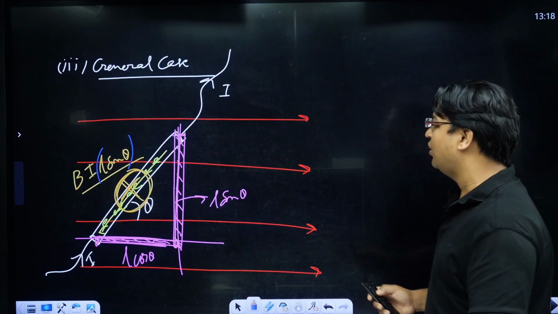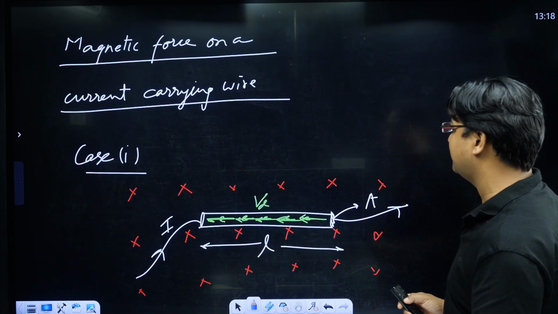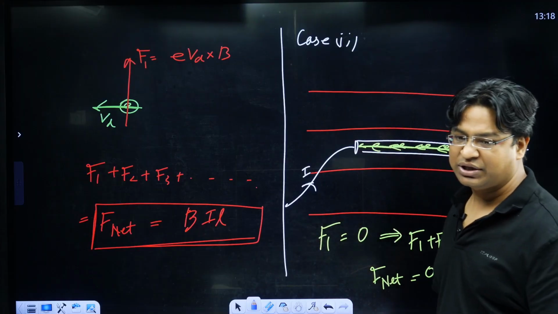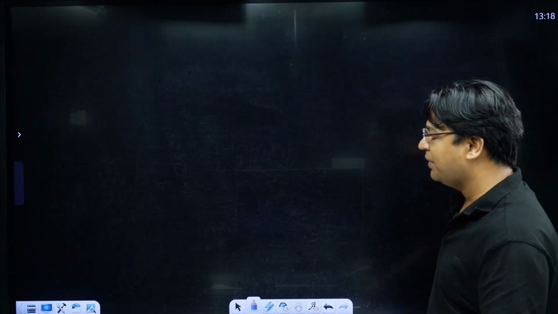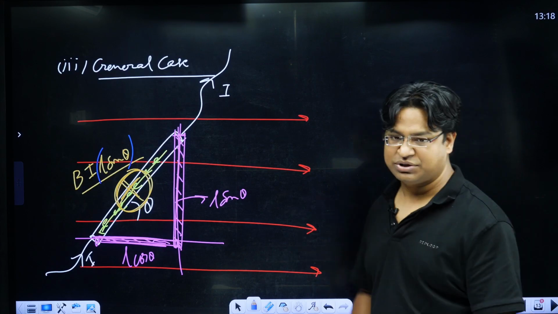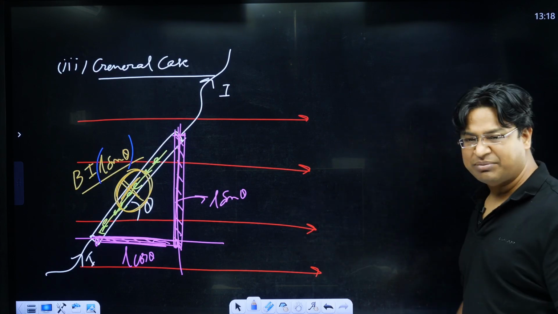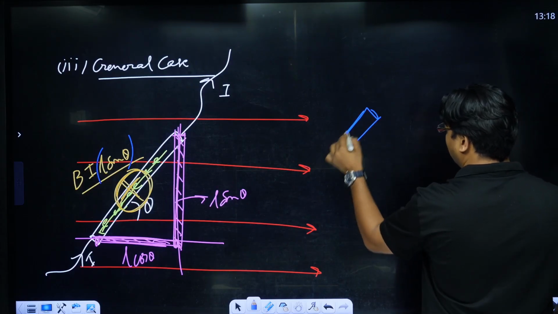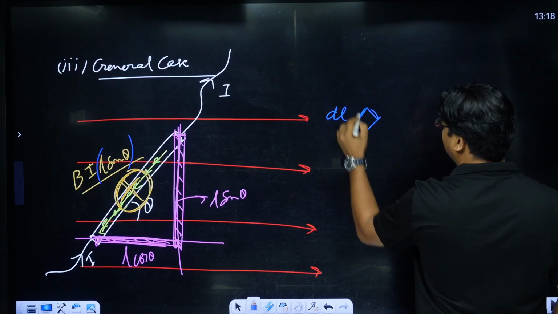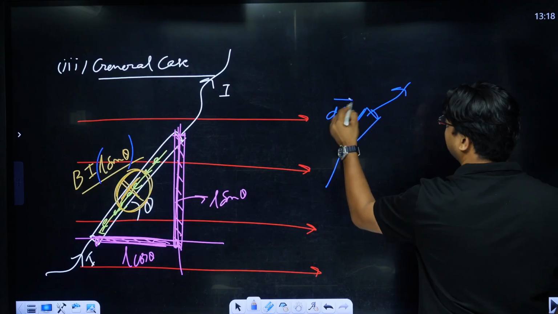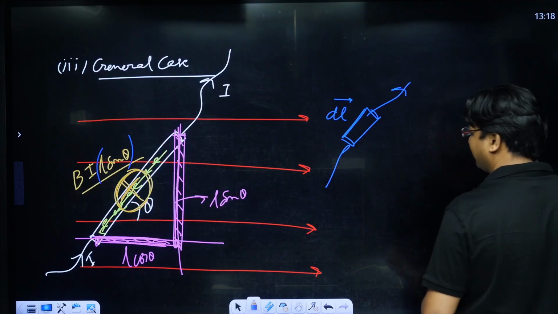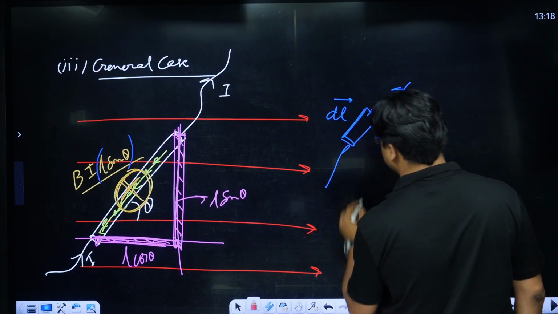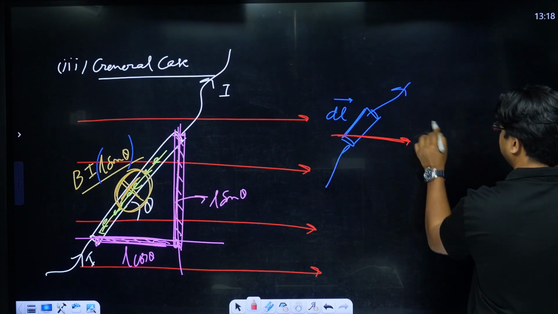So if I check all the cases, case 1, 2, 3: in case 1, L was perpendicular, in case 2, L was 0, in case 3, L was parallel, and here it was a general situation. So if I have to summarize a general formula, let's talk about a small length dL in which current is there. You remember the current element? And there is a magnetic field, let's say. So how do we write force on this? Is there any formula which can take care of all the three cases?